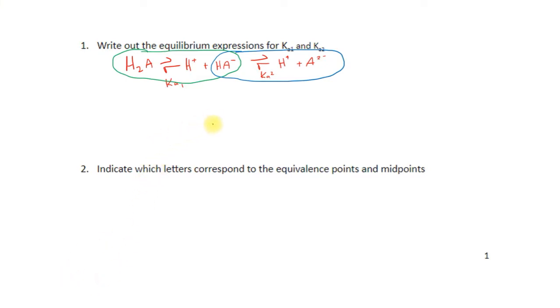Okay? And so our Ka2 would be, we'll do 2 because I made this one blue, so we're going to keep doing that. H plus over A2 minus divided by the HA minus. And then Ka1 is going to be kind of the same idea, products over reactants, but this time our products are different.